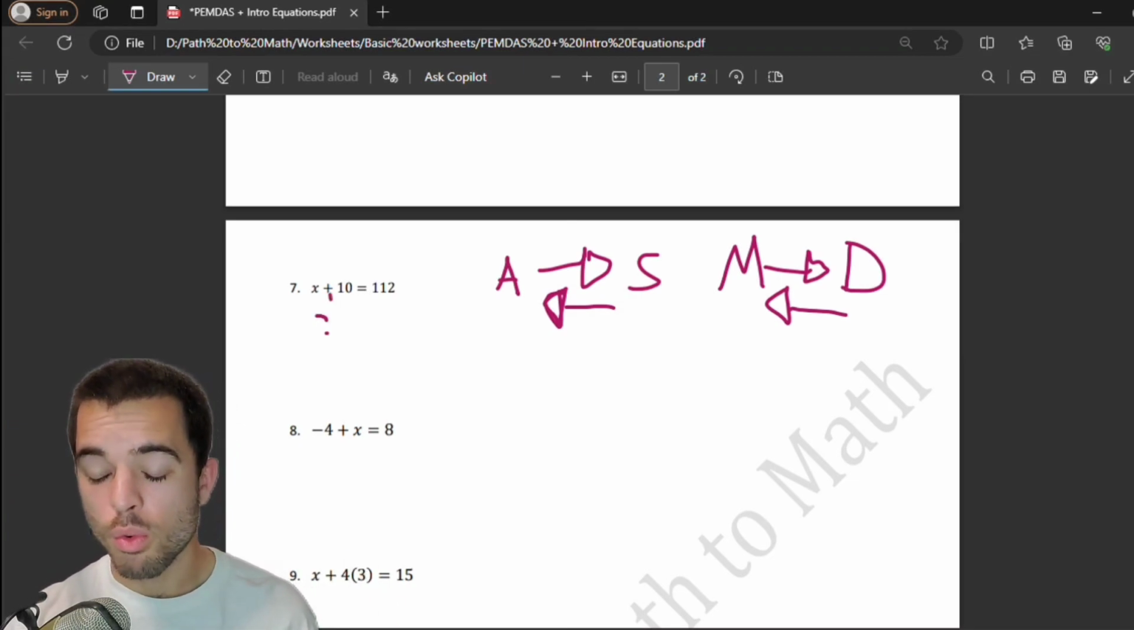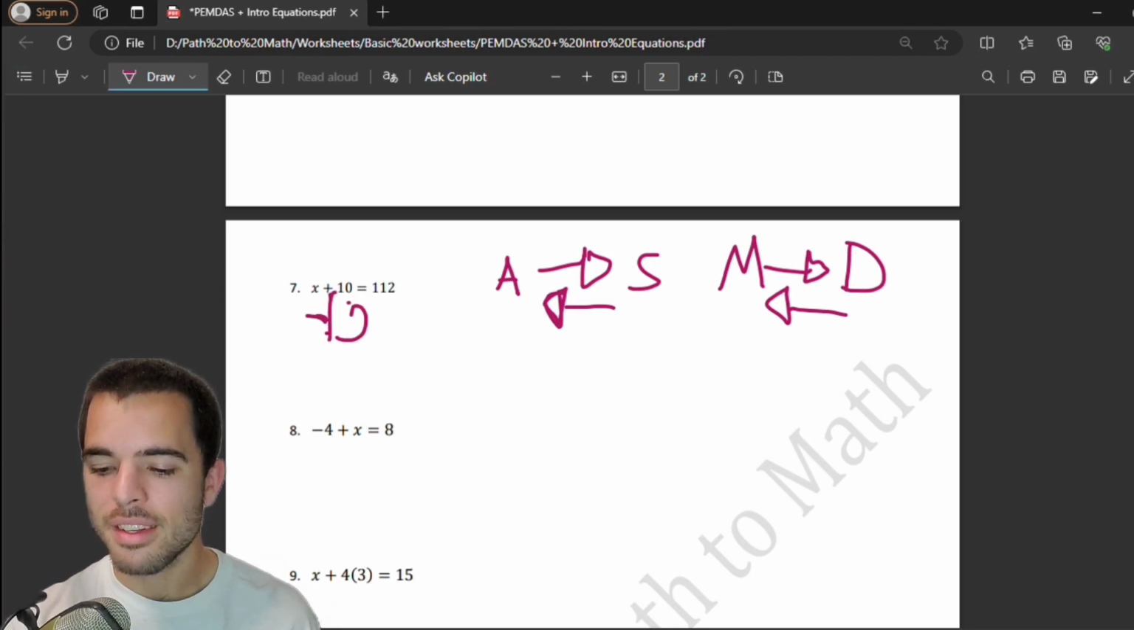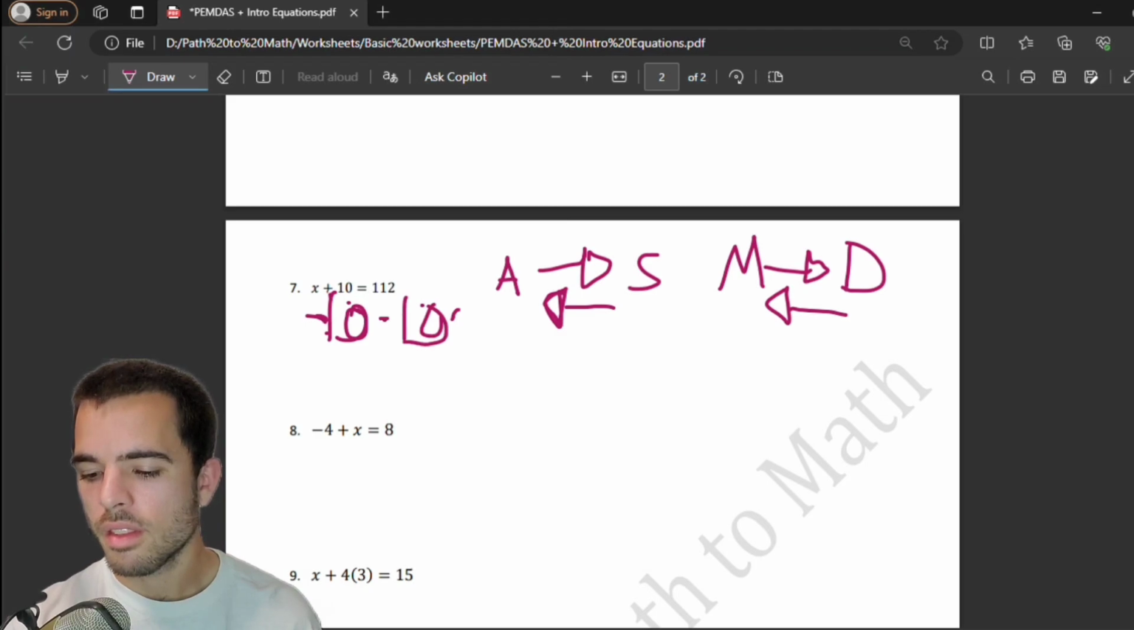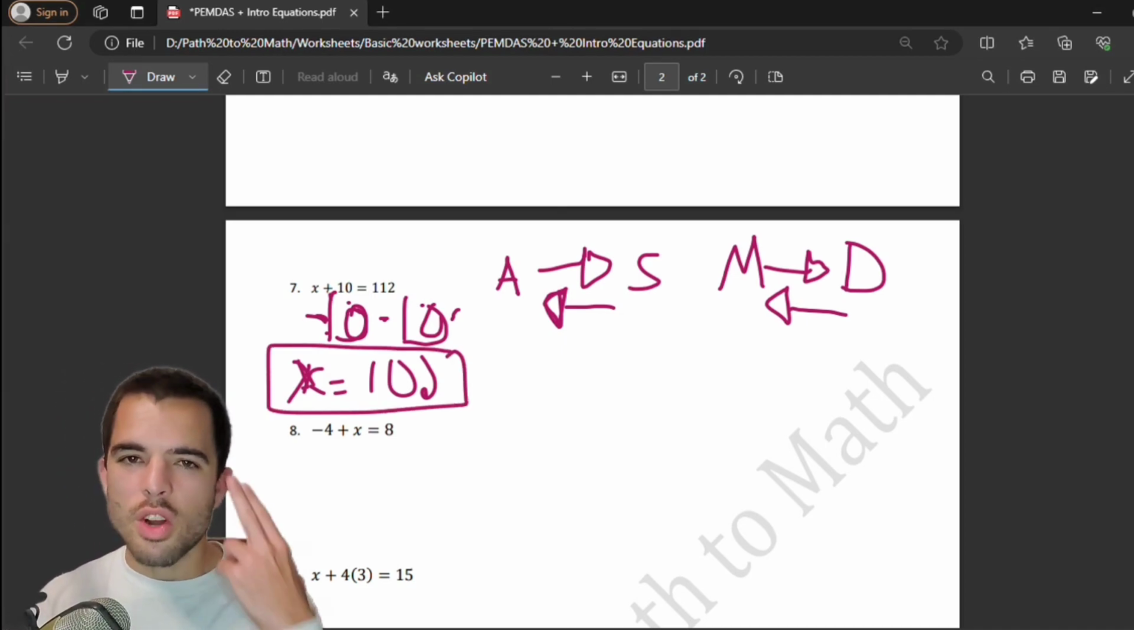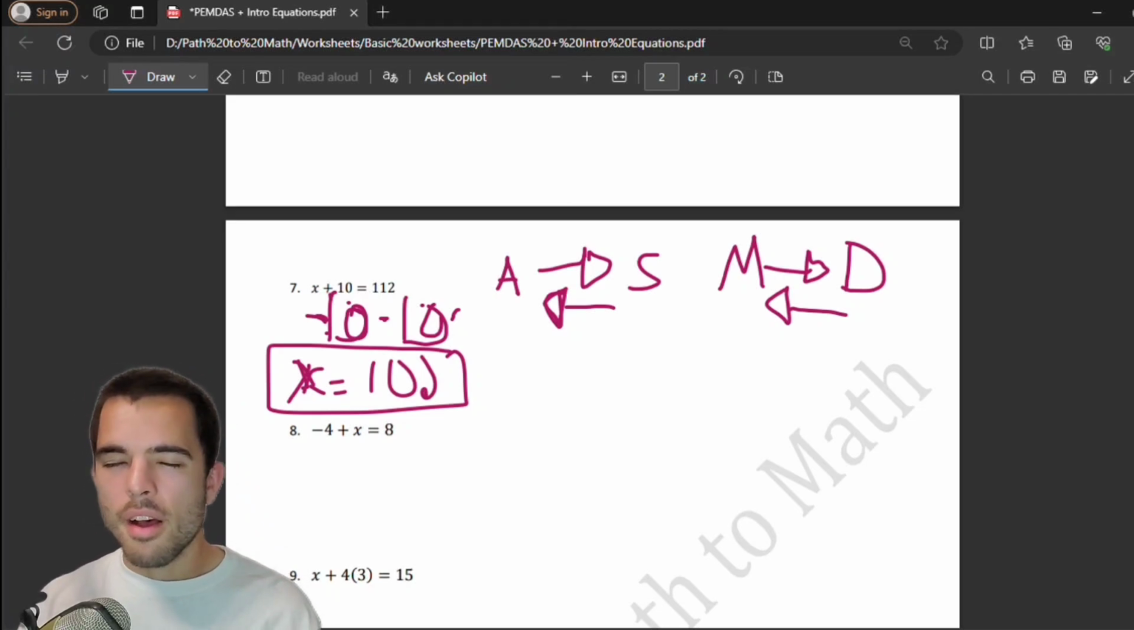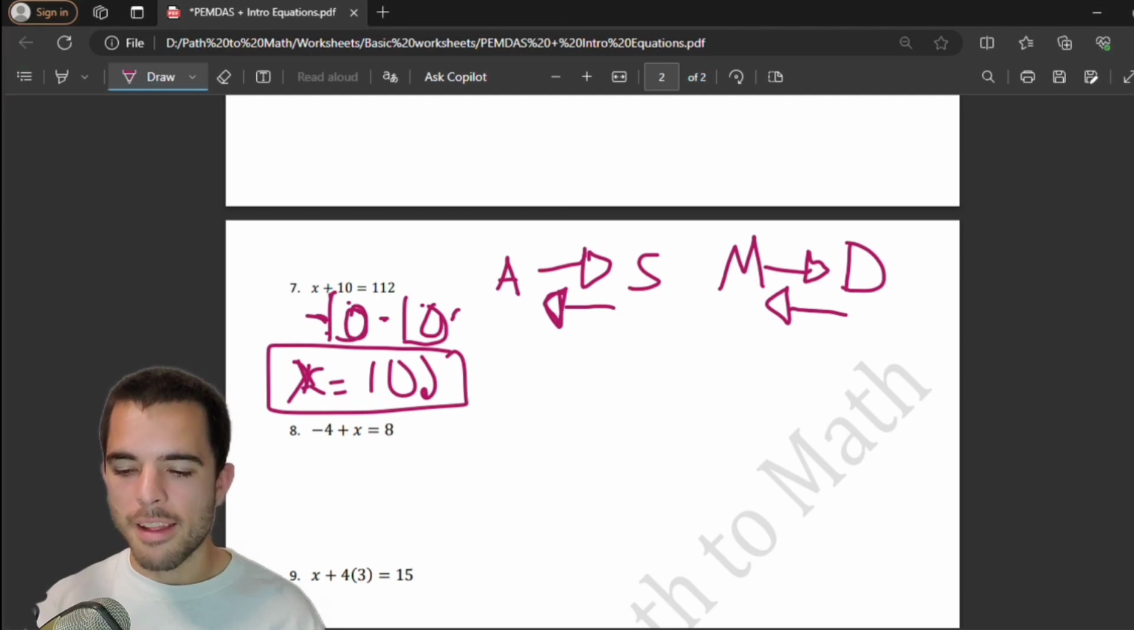For number 7, we are going to be subtracting 10. We have x equals 102 as our final answer. And yes, if you're a smarty pants, you could have done that in your head. You could have just looked at x and said, what plus 10 equals that? Oh yeah, 102 plus 10 equals that.